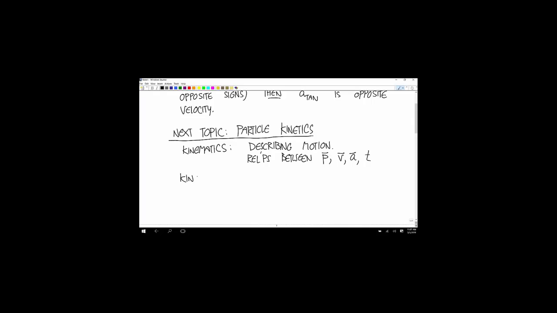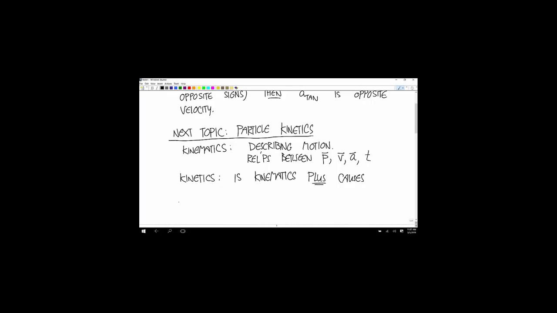Kinetics is kinematics plus the causes. So for us now, we're gonna introduce mass and force. Later on, it'll also include energy.